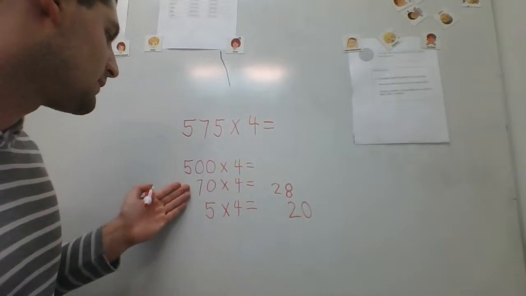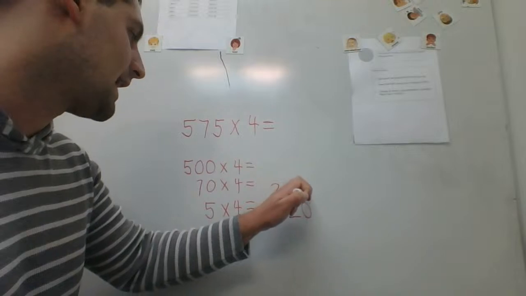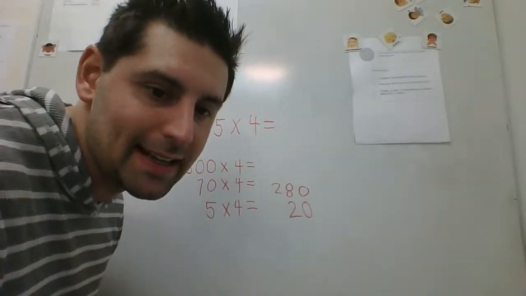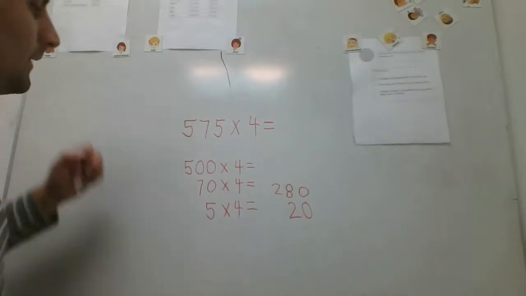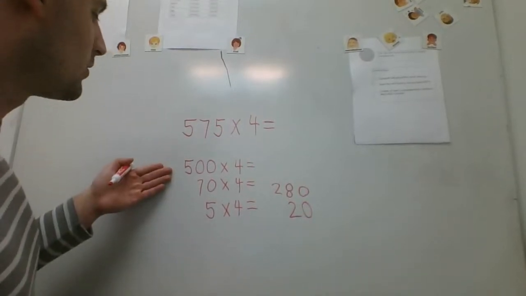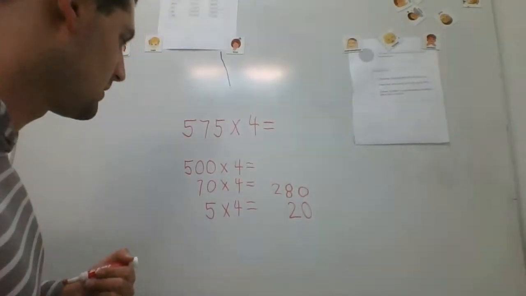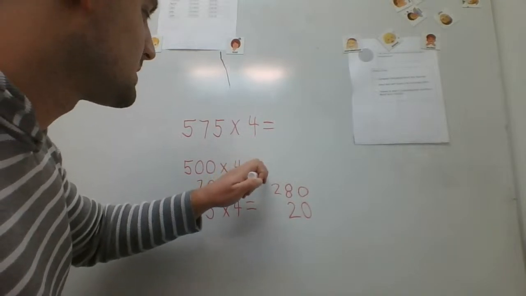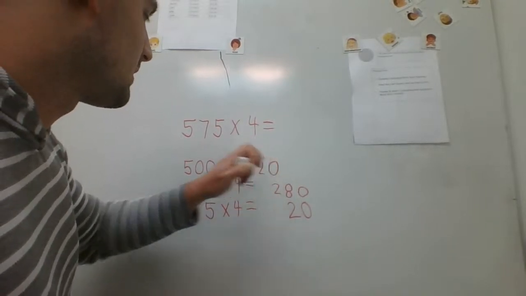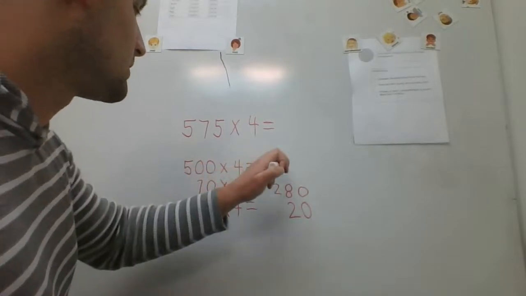Now 70 times 4, you just multiply 7 times 4 and add a 0 to your answer. If I add a 0 to 28, it becomes 280. Now for 500 times 4, we're simply going to multiply 5 times 4 and add 2 zeros to our answer. So 5 times 4, as you already know, is 20. Because we have 2 zeros before the equal sign, I'm going to add 2 zeros to my answer.